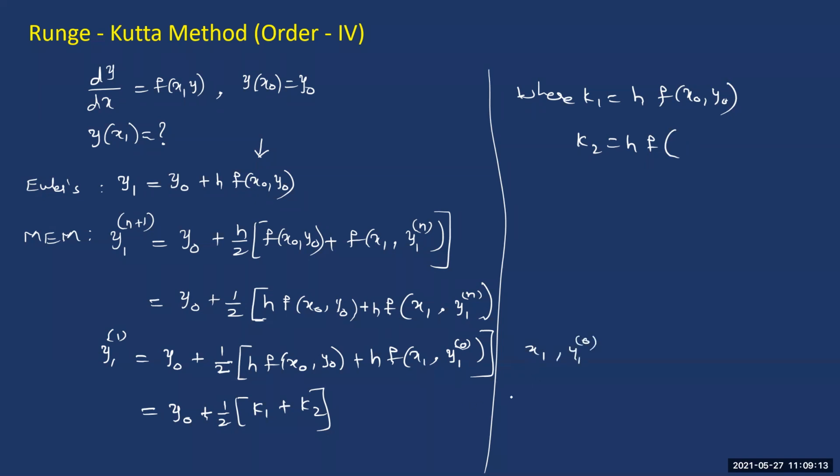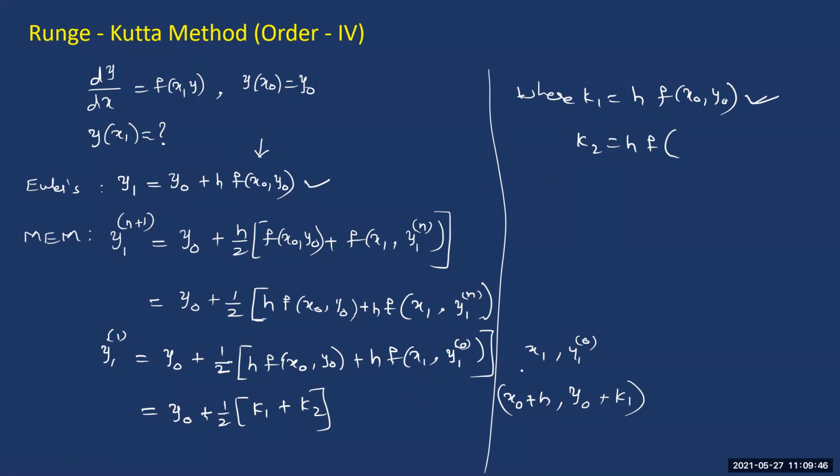What is actually x1? If you write that in terms of x naught, it is nothing but x naught plus h, right? As we know, x1 is x naught plus h. And what is y1 initial approximation here? It is the value which you got from Euler's method. So from that, it is y naught plus h into f of x naught y naught. Look at this, h into f of x naught y naught we have already assumed as k1. It means it is nothing but y naught plus k1.